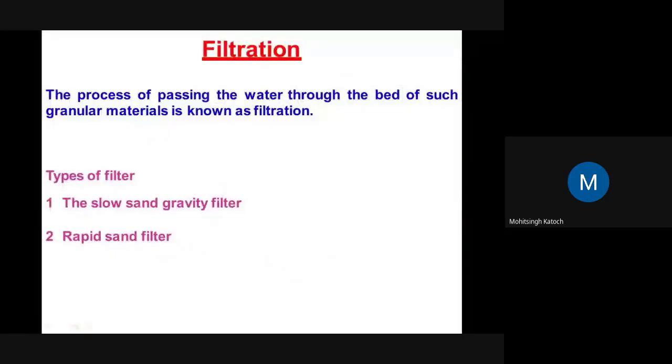Next process is the filtration process. The process of passing the water through the bed of granular materials is known as filtration. So water is passed through a bed of sand, gravel, and water is filtered out so that suspended impurities and bacteria can be removed. So for filtration, basically there are two main types of filters. First is slow sand gravity filter, and second is rapid sand filter. Rapid sand filter is again classified into two types: rapid sand gravity filter and rapid sand pressure filter. We will see all these in detail.